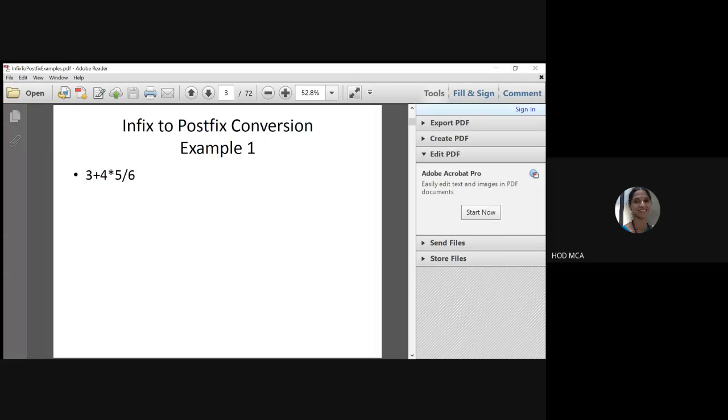Take the first example: 3 plus 4 into 5 by 6. Convert it into postfix and quickly tell me the result. Are you all able to see it? Please respond, some of them at least. You are able to see the first problem? Yes, ma'am. Yes, please solve this. Convert it into postfix and give me the answer quickly.